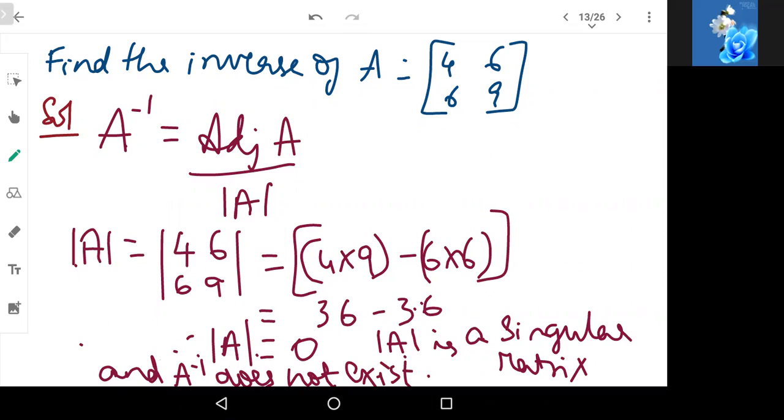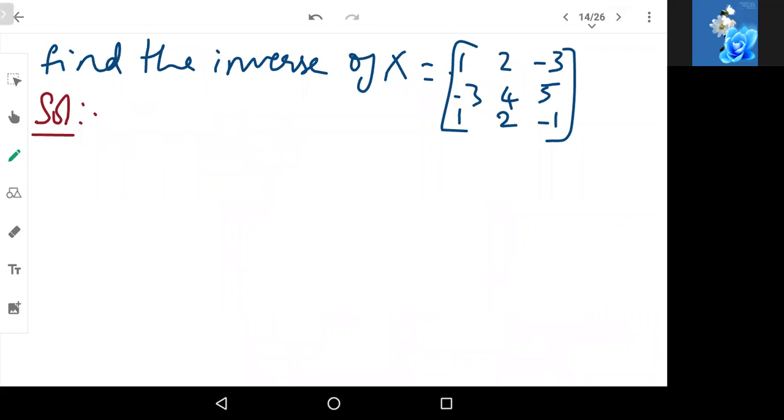Just because the determinant of A is equal to 0, even if we find out all the other stuff, adjoint of A or anything, A inverse will not exist. Clear? So this is how we find the inverse. So the first important condition is to check if the determinant of A is equal to 0 or not equal to 0. Now let us move on and understand how to find the inverse of a 3 into 3 matrix.